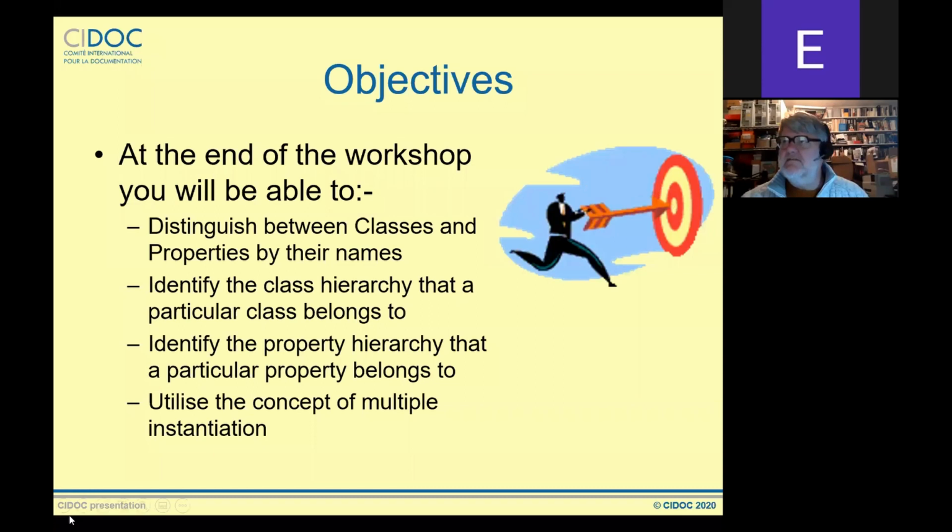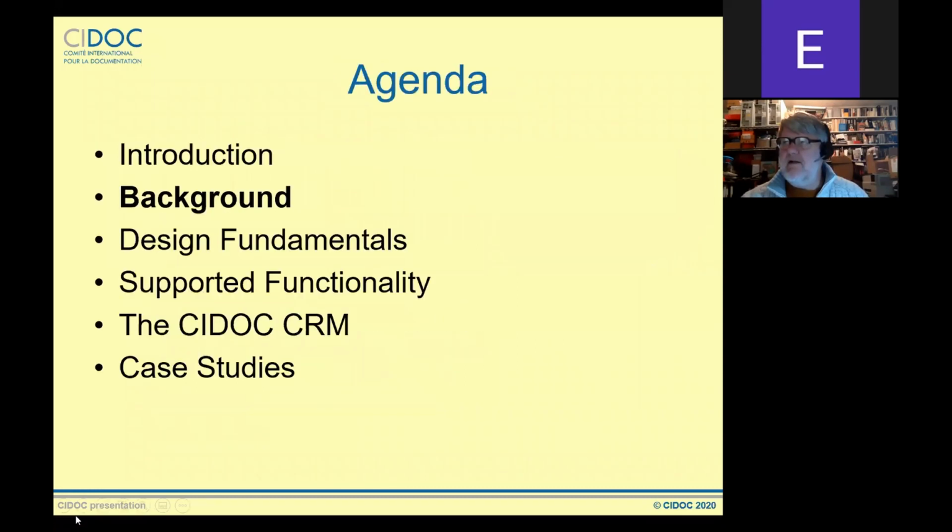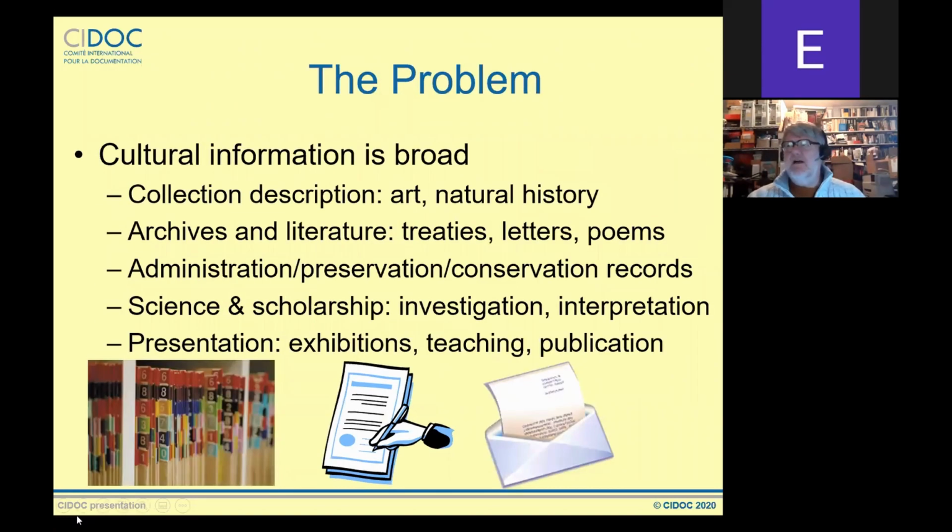So let us move on to the background. The problem that we face with most cultural heritage documentation systems is, how do we cope with the fact that it's such a broad church? There's so many different things that we're interested in recording and having in our documentation systems. So we don't just want the collection descriptions of lots of different domains, so art, natural history, archaeology, anthropology, and so on.